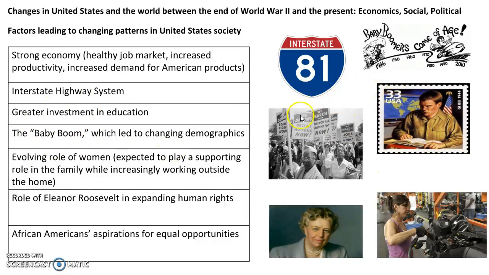You had the baby boom, which led to changing demographics. A lot of soldiers came home from the war and they got married and they started families. So if you're a baby boomer, you're born between 1946 and like 1964. So that's a period of about 18 years there. So 76 million babies were born in the United States between 1946 and 1964. And that made the population spike up.